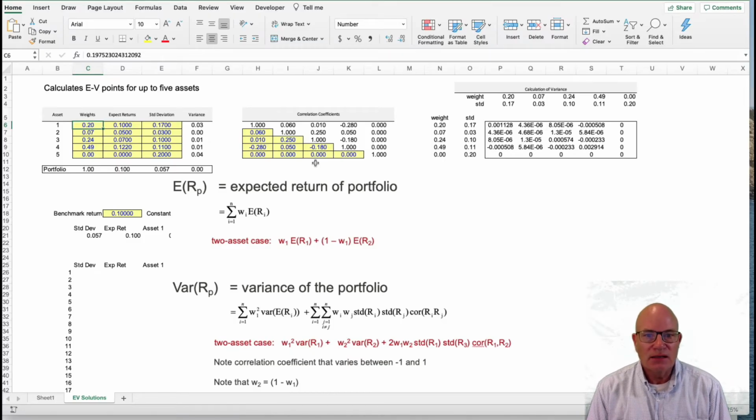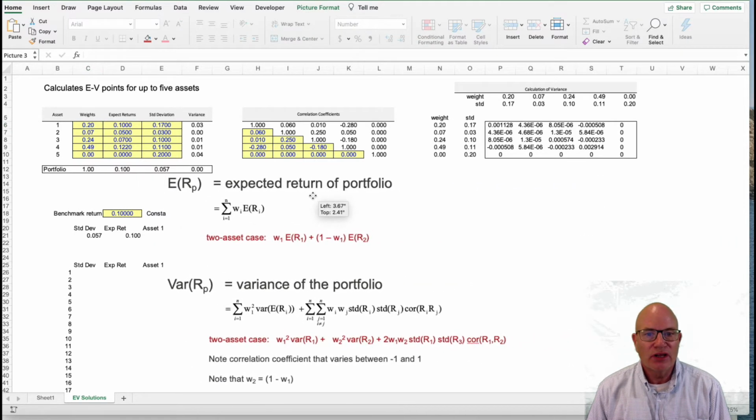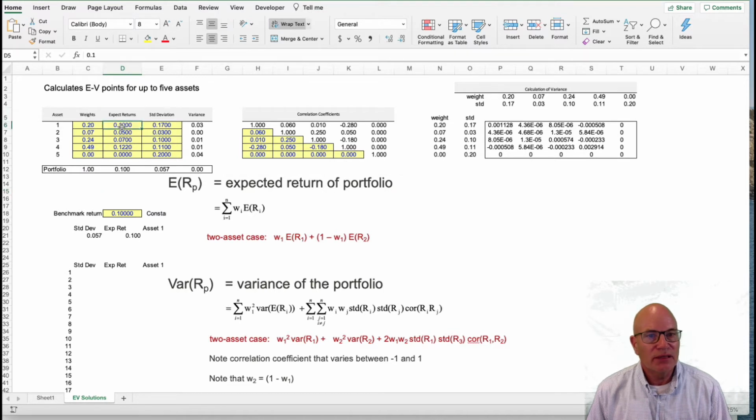Here is what our Excel spreadsheet will look like. I have copied the equations here, and how these work is, this column here has the weights of the asset. Here are our expected returns. Here are standard deviations. We have the possibility of adding up to 5 assets in this spreadsheet. We're only using 4 right now. And over here are our correlation coefficients. You saw those on the previous slide, by the way.